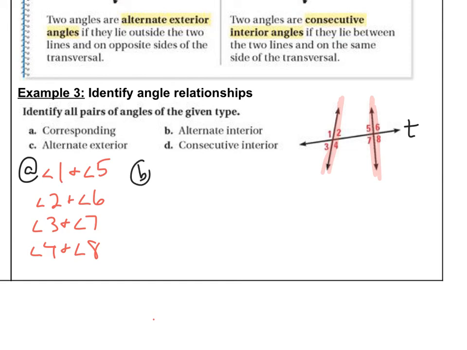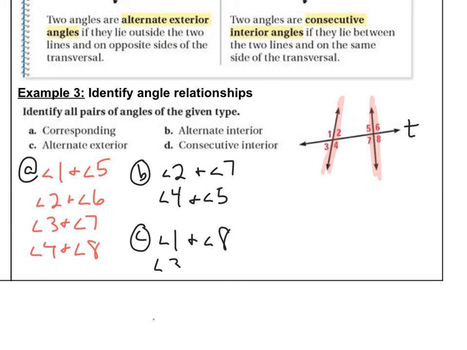They're in corresponding parts on those two lines. Next will be alternate interior. So again, we're talking about inside, in between the two lines and on opposite sides or alternating sides of the transversal. So I would say angle 2 and angle 7, and angle 4 and angle 5. Part C is alternate exterior. So instead of being in between the two lines, we're on the outside. So angle 1 and angle 8, and angle 3 and angle 6.